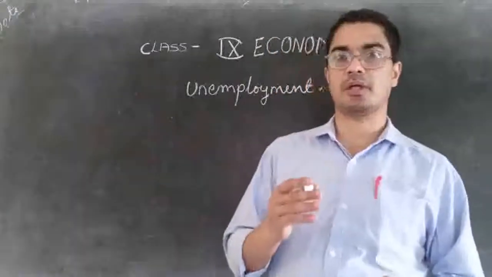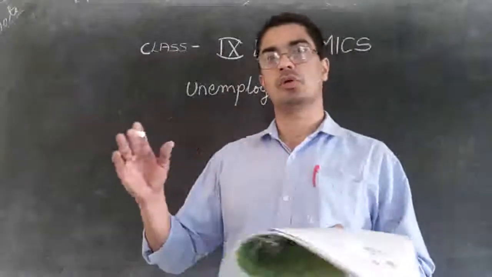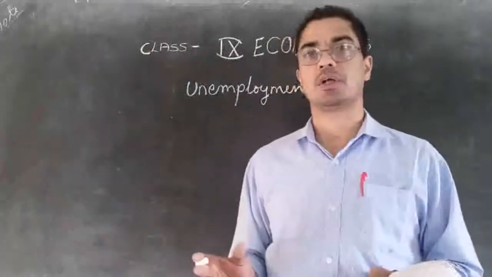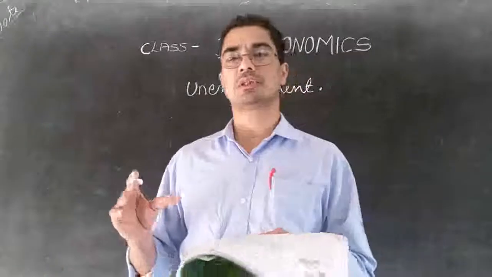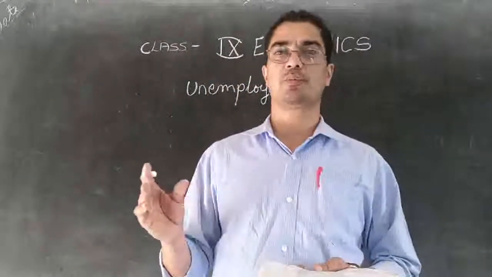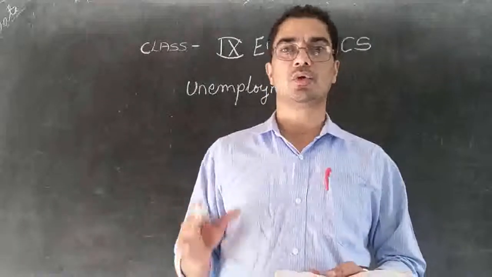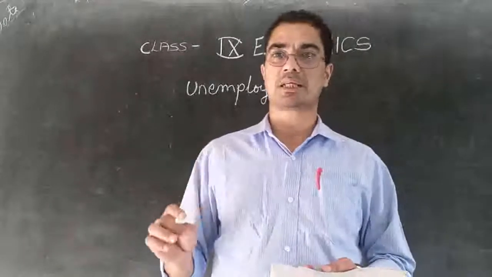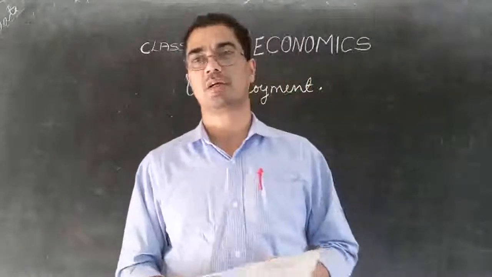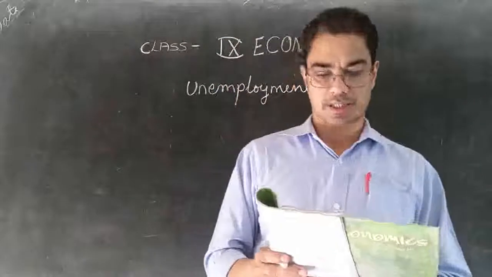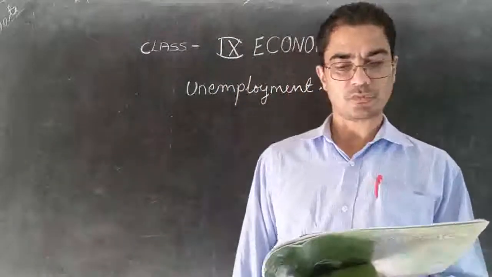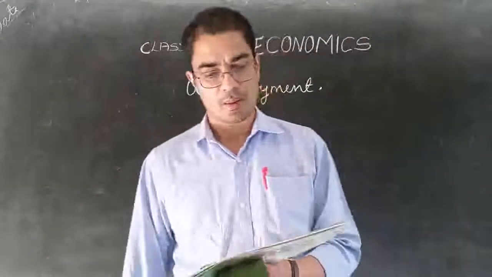If the 5 people are working, then they'll be able to produce the maximum harvest. If the 8 people are working, they'll be able to produce the same amount of harvest. Nothing more will be produced just because 3 people are working extra there. So they are disguised unemployed. They don't have any proper job, they are simply going and helping there and they are not producing anything extra. That is called disguised unemployment.